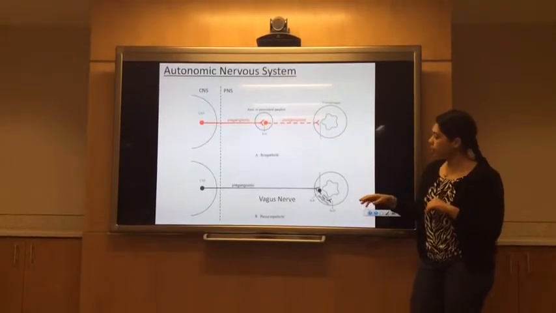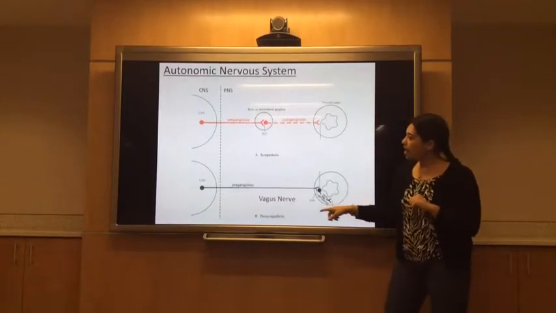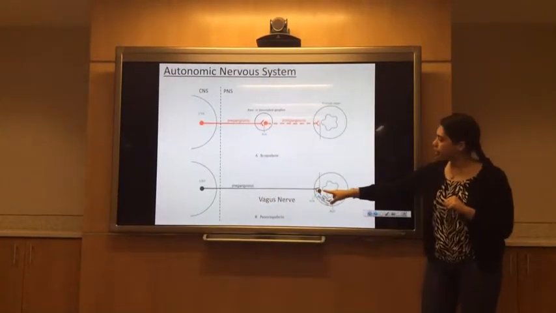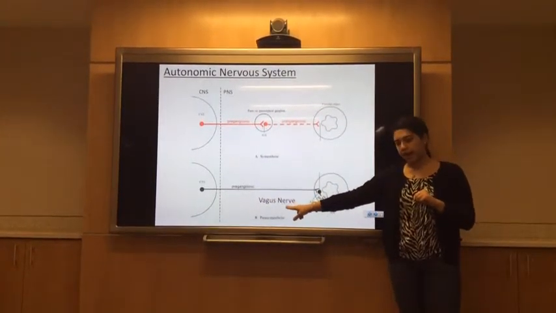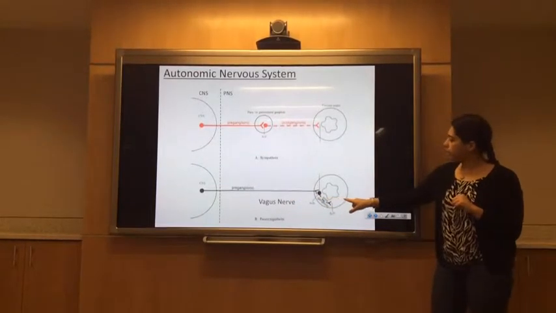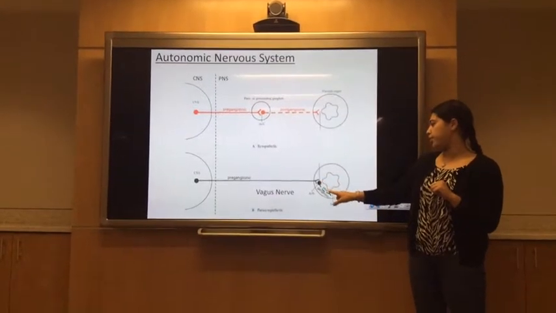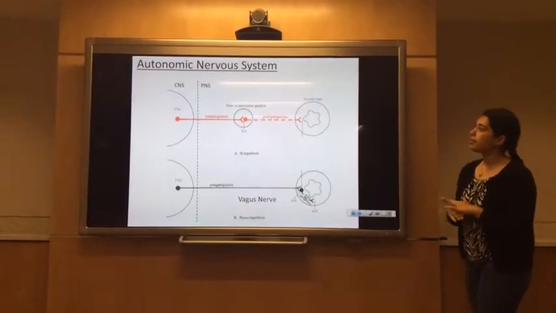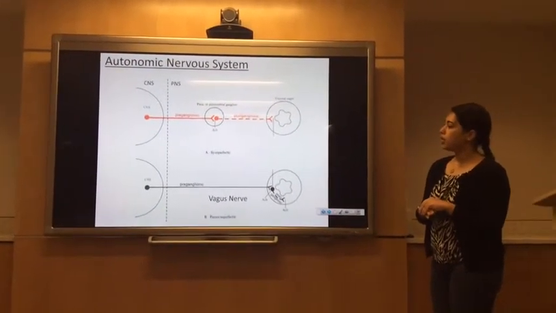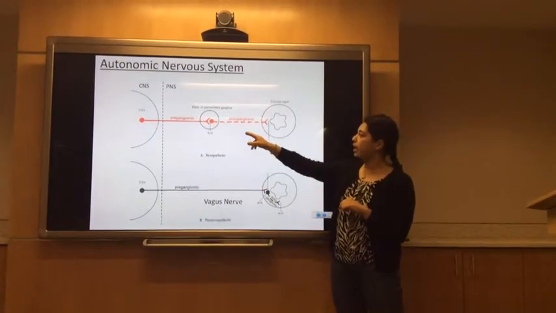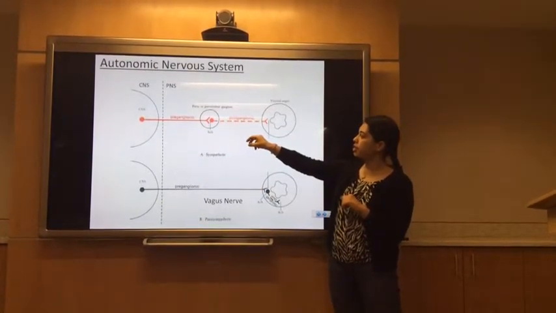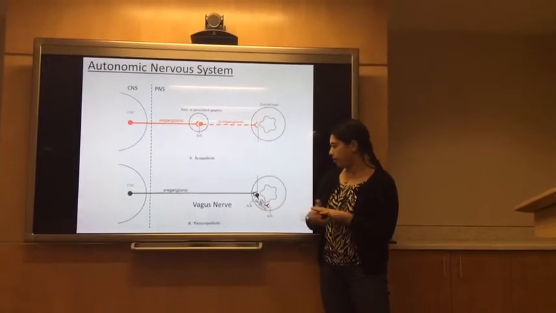In contrast, for the parasympathetic, you have one very long preganglionic nerve, which is a vagus nerve fiber, and it goes all the way directly to your GI tract, where it synapses to its postganglionic. So the key concept for this slide is to really note the difference in lengths of the preganglionic nerve fibers for sympathetic and parasympathetic.